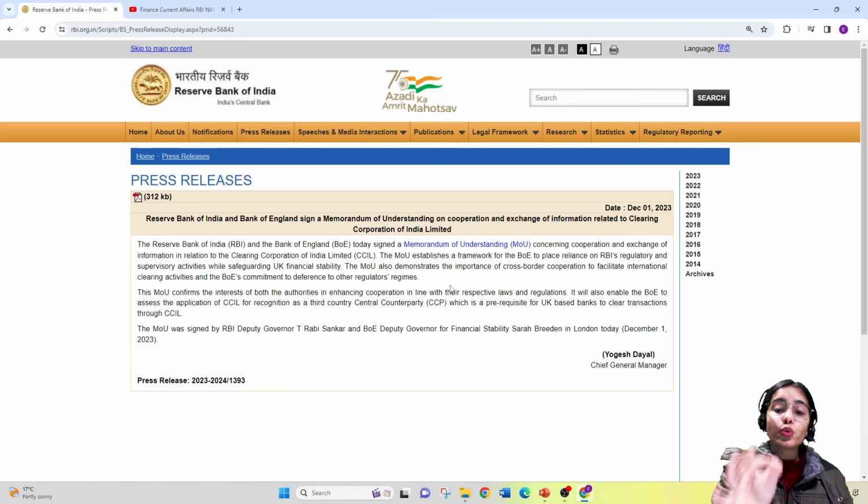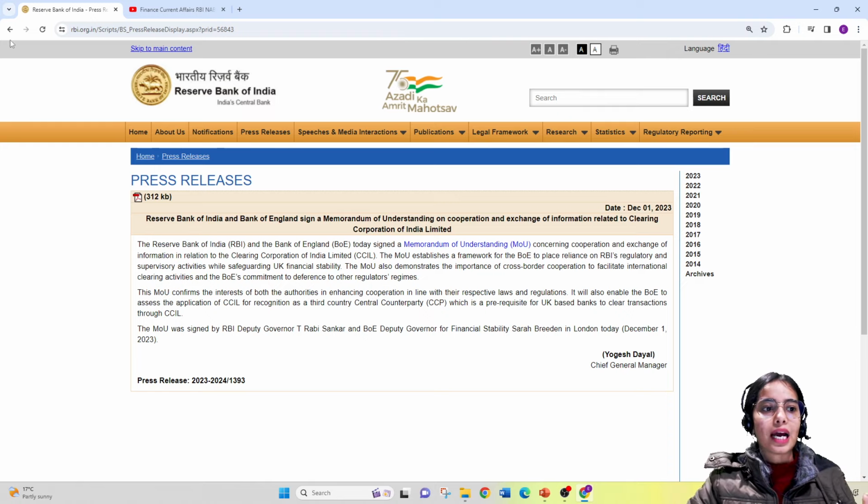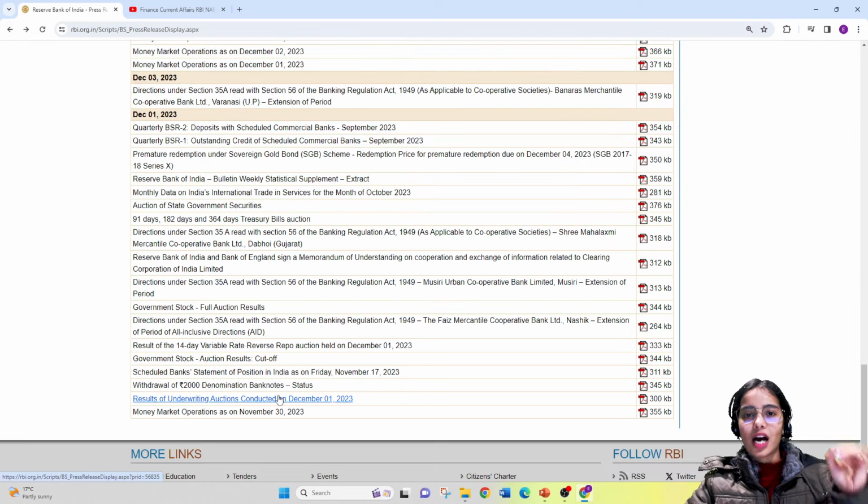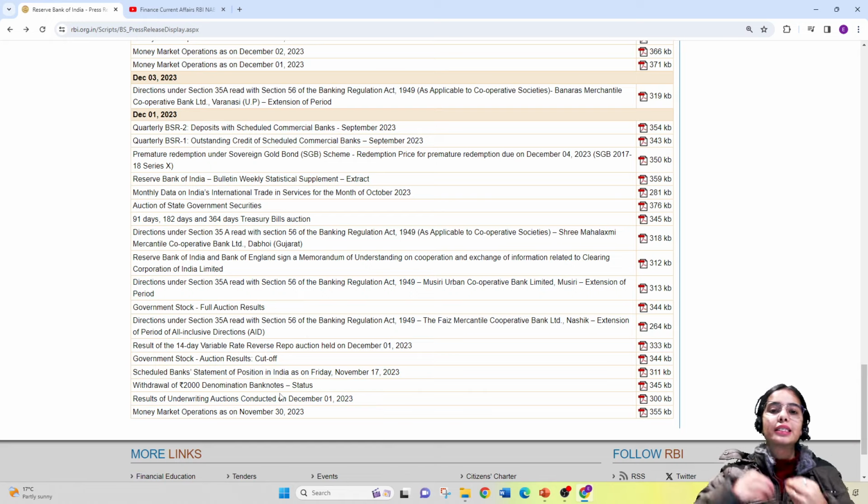If RBI is doing a MOU, that becomes very important. Okay, so you have to understand what RBI is doing. RBI is releasing auctions, RBI is conducting some auction on a daily basis, RBI is releasing directions for a particular bank. That is surely not important, right? So whatever RBI is doing on an operational basis for the operations of the RBI, that you can leave.